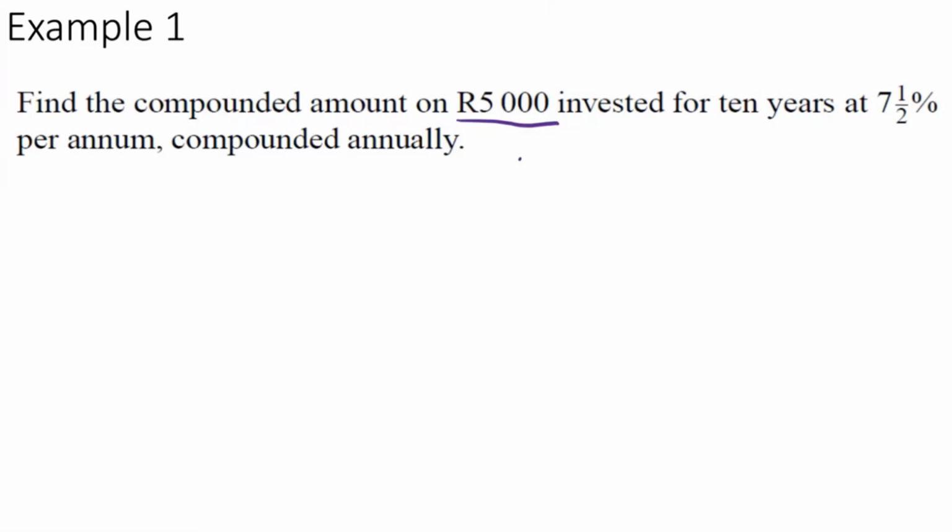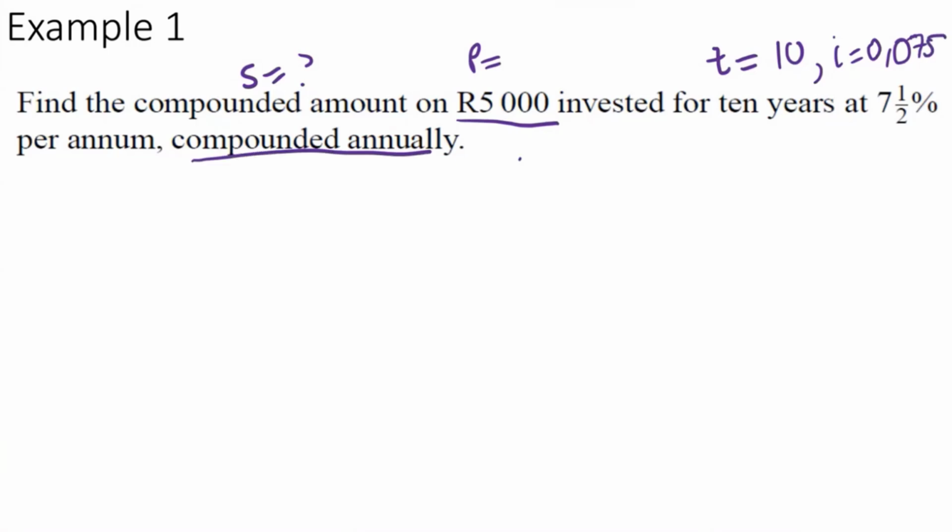So you want to know how much is going to be compounded. The compounded amount will be your S, the future value. That's what we are looking for. And then 5,000 becomes your present value. It is invested for 10 years, so T = 10. The interest given here is 0.075, and this is compounded annually.